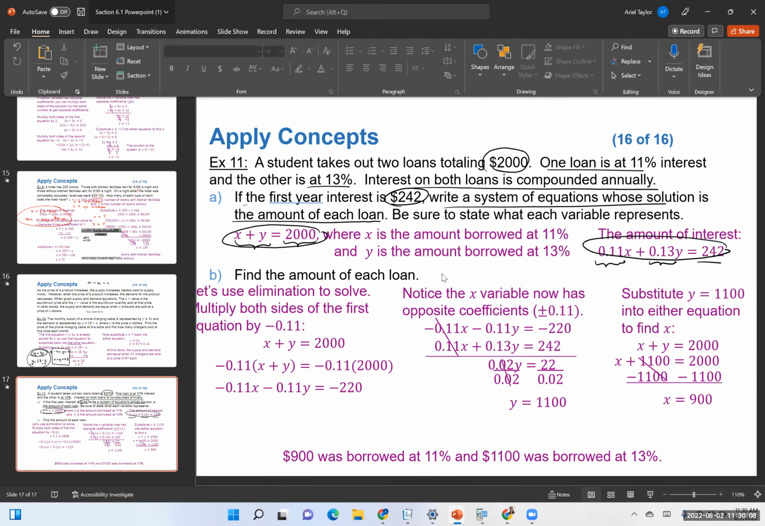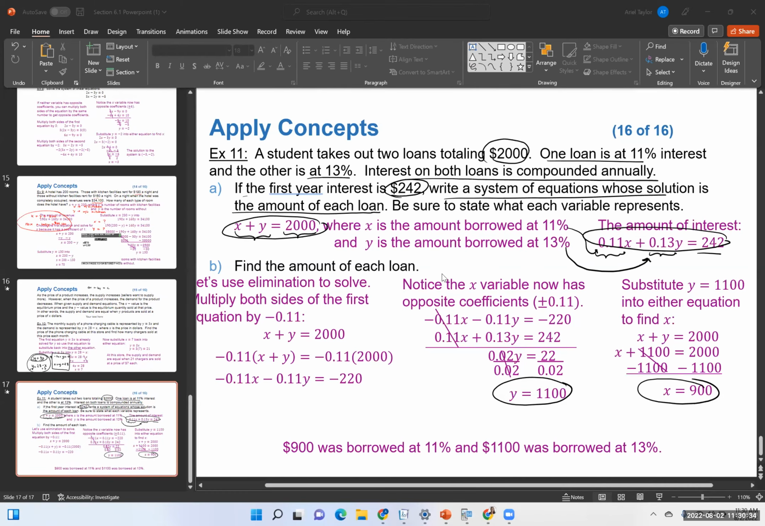And that's all you got to do. When you solve, you'll get X is 900 and Y equals 1,100. And that's how much money was borrowed at 11% and at 13%. Do y'all understand why the 11% is written as a decimal like that and why the 13% is written as a decimal like that? Yes. These equations have to work together in order to be solved. Okay, so that's it. That is it, and that is all.